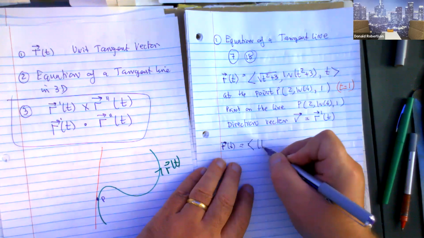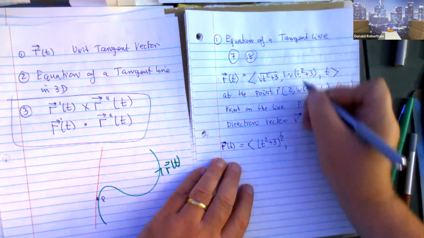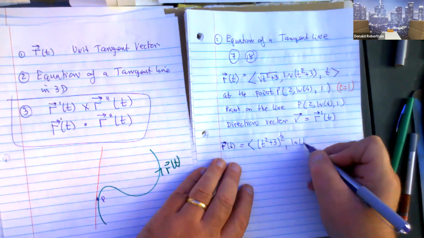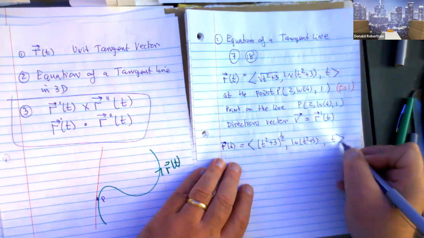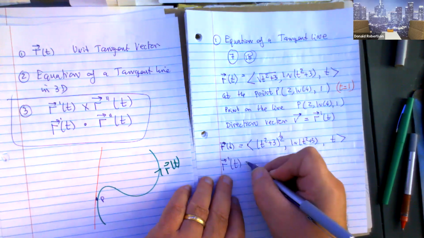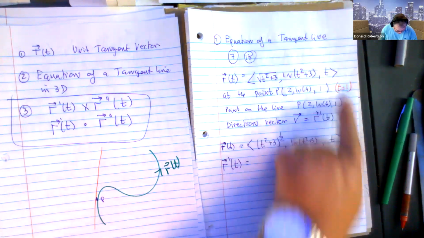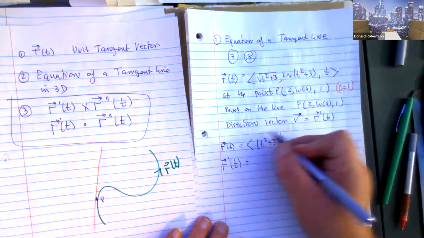This guy is going to be rewritten as t squared plus 3 to the half. This guy is going to be left alone, and so is the other one. And now I'm going to differentiate it. And then after that, I'm going to plug t equals 1 to get our direction vector v.